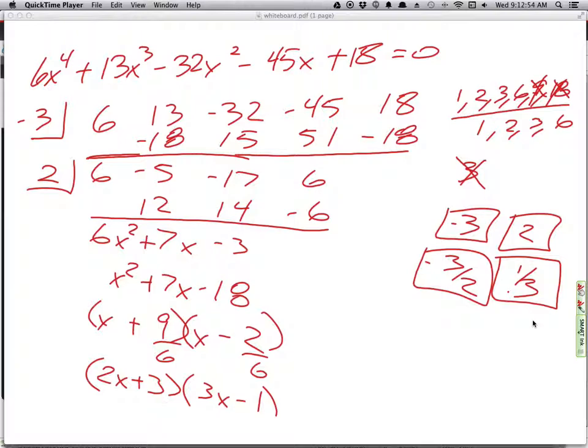Okay? So, that is using the rational root theorem to help find zeros in a polynomial function. Not hard, just can be time consuming. Just make sure you're paying attention. Alright, you have 6 problems for homework.